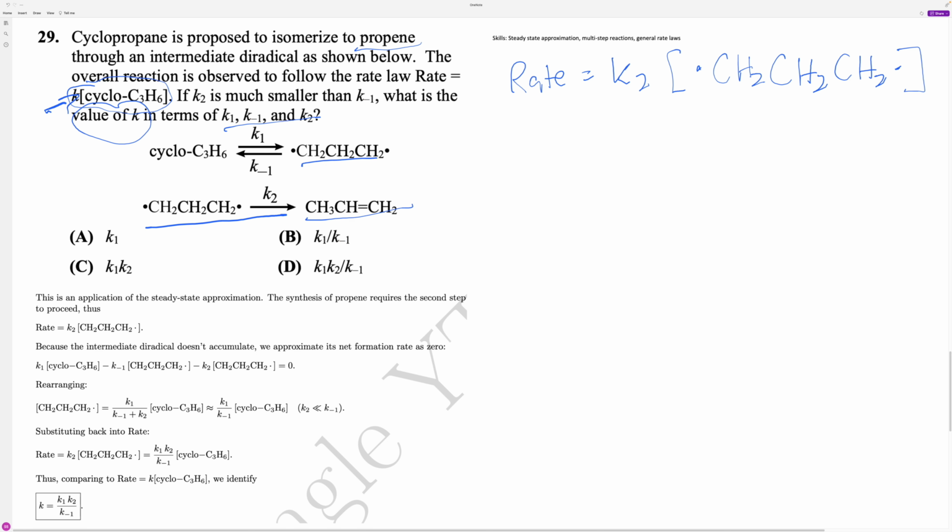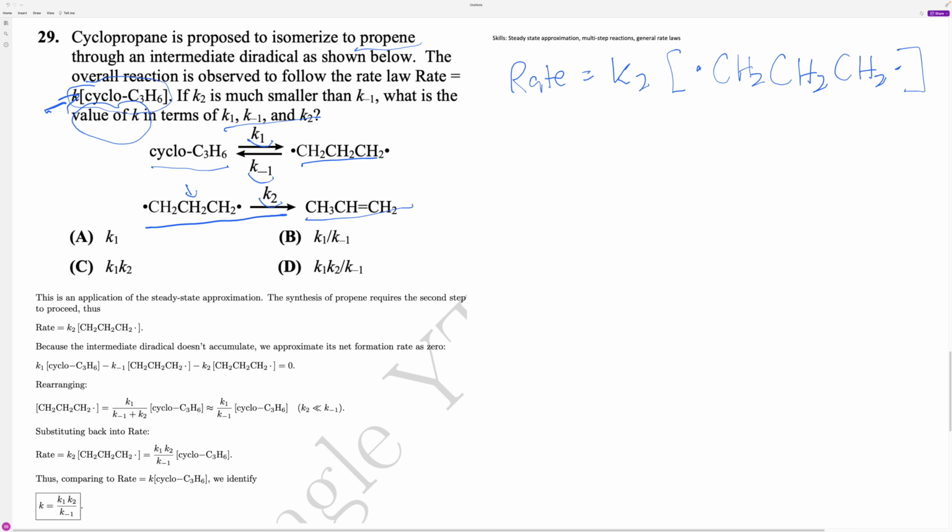So let's break down what is causing the formation of the diradical, and then we're going to subtract it by what the diradical is turning into. So if we notice here, this cyclo C3H6 is going to turn into the intermediate diradical with the rate constant K1. However, the reverse is also true. The intermediate diradical is going to form cyclo C3H6 with the K-1 rate constant. And the same thing is going to apply here. The intermediate diradical is forming propene with the rate constant K2.